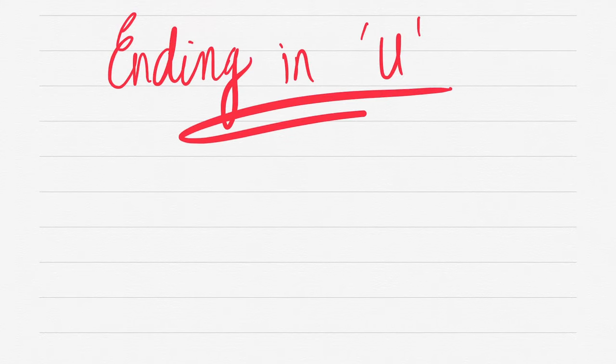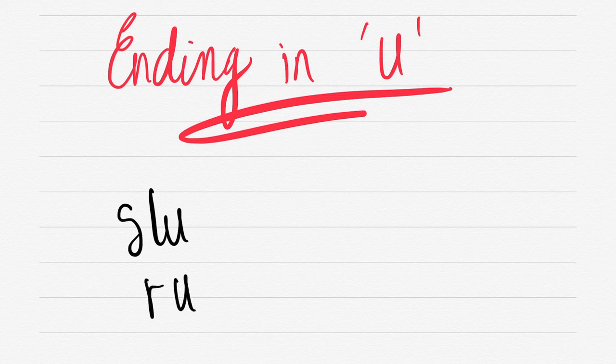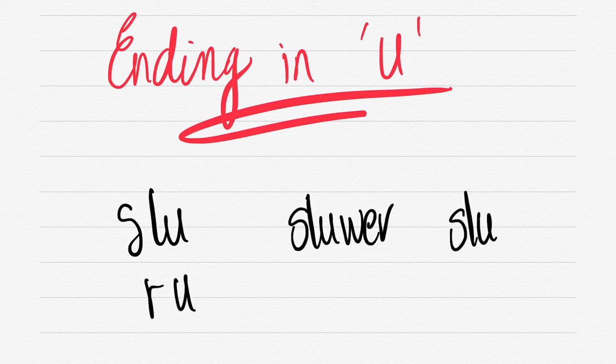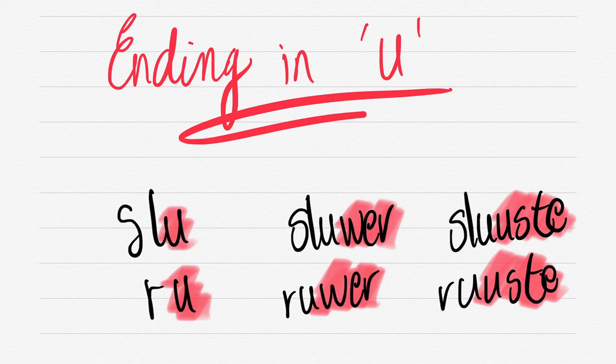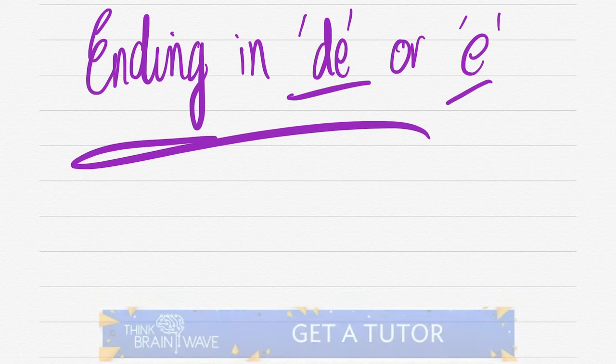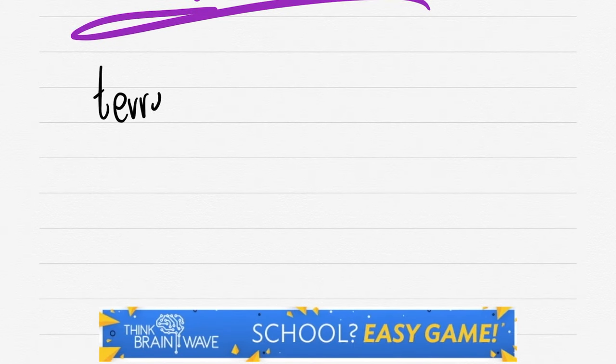S-T-E pretty much goes to the end for everyone on the third. Now, we'll get to what the third actually is at the end of the video, but for now, let's do ending in U. So you've got slew, ru. For slew, just add W-E-R, for ru just add W-E-R, and then double E, make. So if you start with slew, you actually add an extra U and S-T-E for the third.